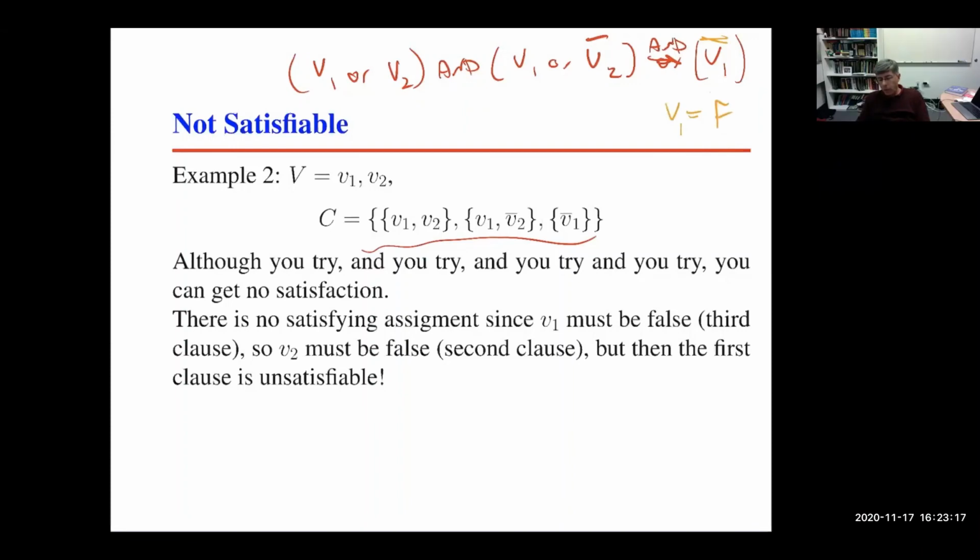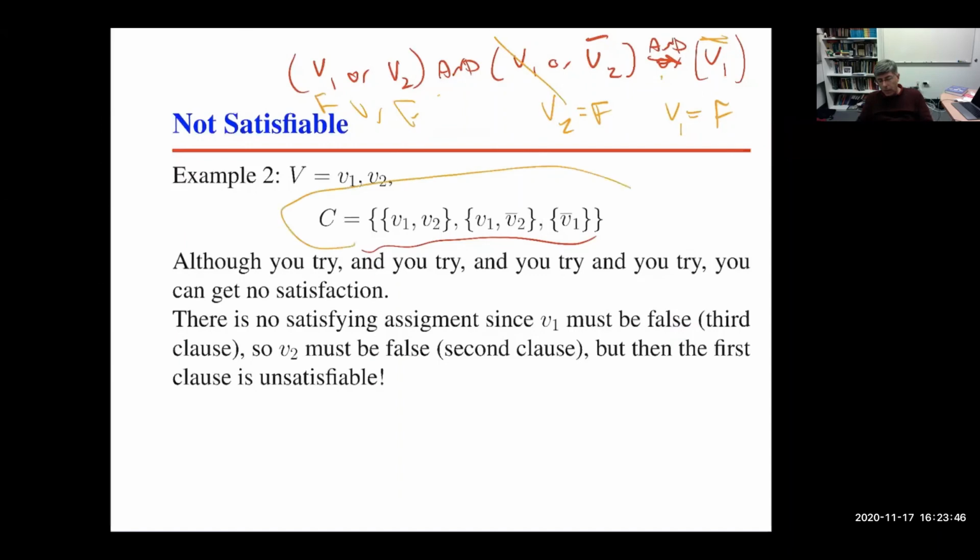If V1 is false, this is going to go away, right? What do we know about V2? To save this, if it's an and of these clauses, what must we do? V2 must be false. V2 must be equal to false. And what do we now do? We've got false or false, and this expression cannot be satisfied.